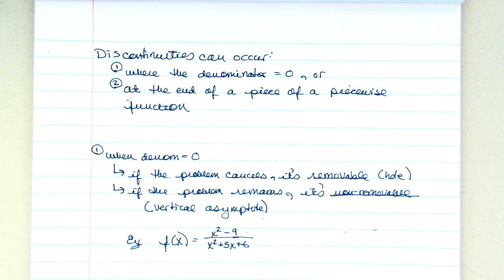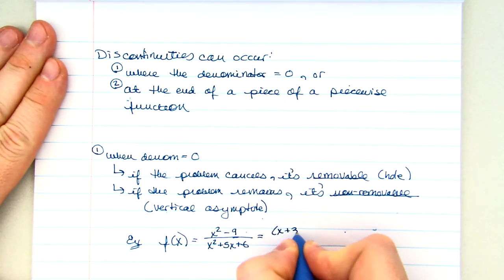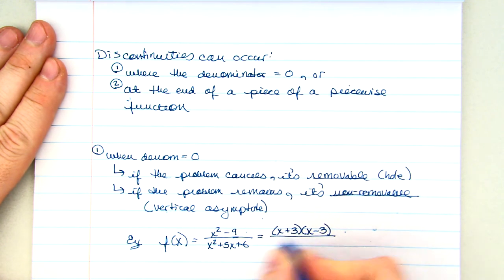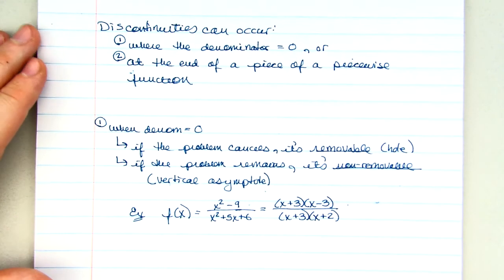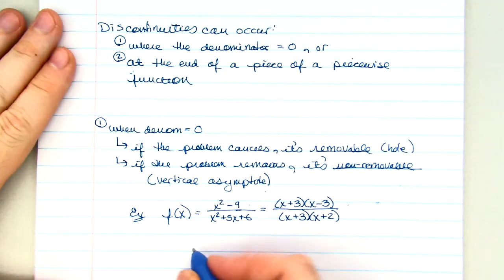Factor. Go factor that thing, top and bottom. Don't simplify yet. It's x plus 3, x minus 3, over x plus 3, x plus 2. Obviously, the factoring can get harder, but this will be fine for an example.